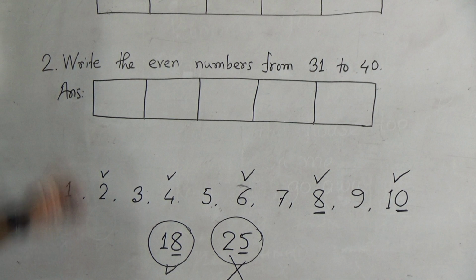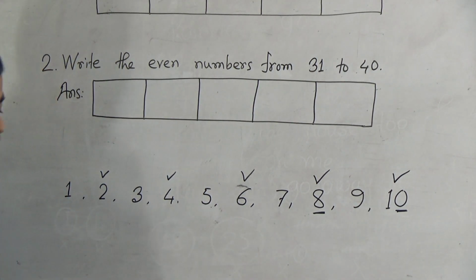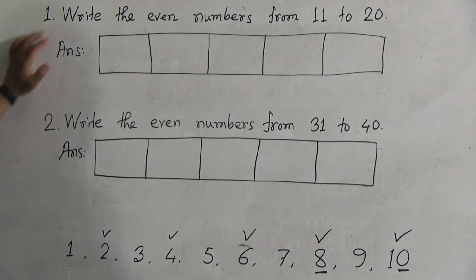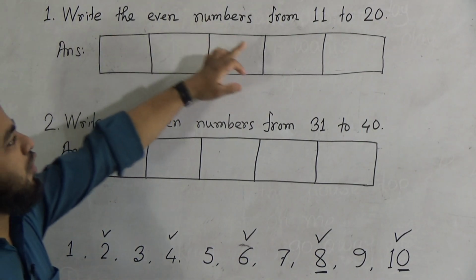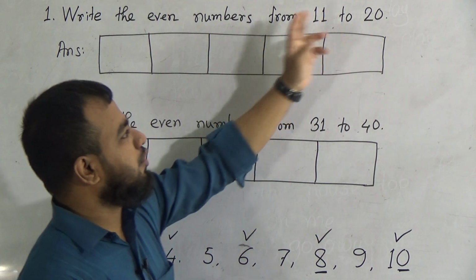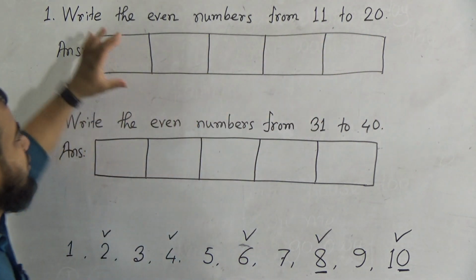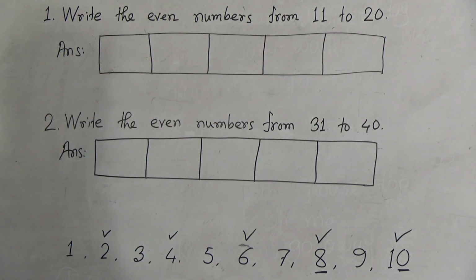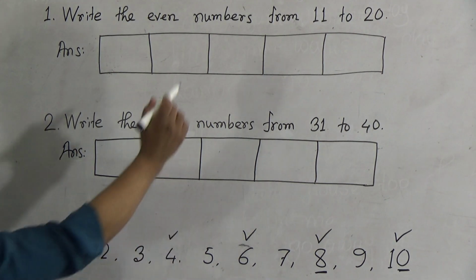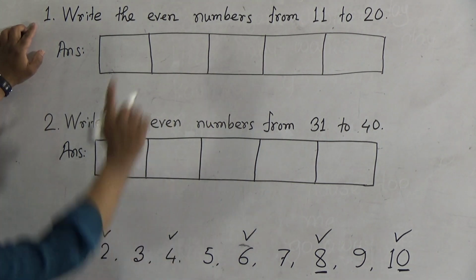Now we will solve these two questions. Okay, look at the questions I have written on the board. The first question is, write the even numbers from 11 to 20. From 11 to 20, we need to write down the even numbers in the box here. Okay, now the first number is 11. The first number of question 1 is 11.